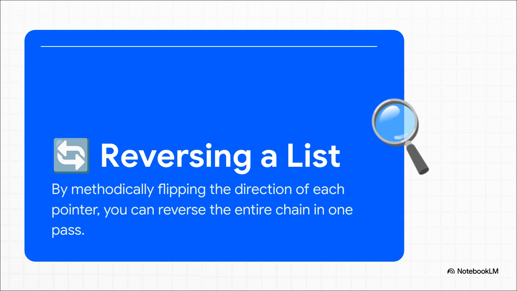The trick here is to think of it like you have 3 hands. One hand points to the node you just finished reversing. A second hand is holding the current node you're working on, and your third hand is out in front, holding on to the next node in the original chain so you don't lose your spot. You just walk down the line, passing nodes between these 3 hands, flipping each pointer as you go. You can reverse the entire list in one single pass.